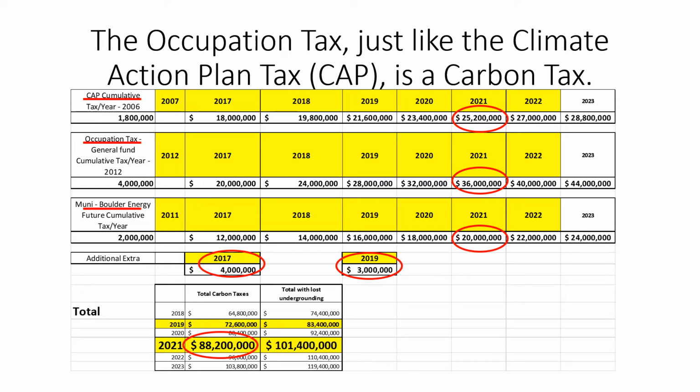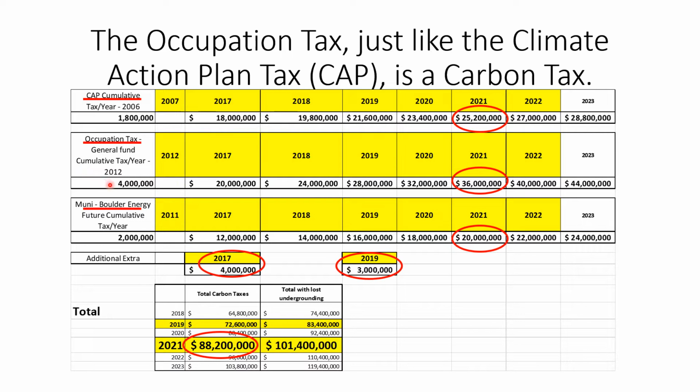The occupation tax, just like the Climate Action Plan tax or CAP tax, is a carbon tax. Currently, Boulder collects 3 different carbon taxes that you can find on your energy bill. The first is the CAP tax. That CAP tax is about $1.8 million a year, started in about 2007, and currently, cumulatively, has amounted to about $25.2 million. The occupation tax goes into the general fund.